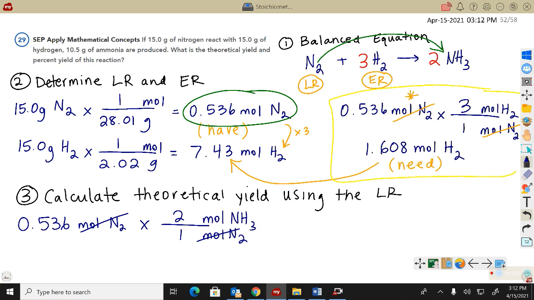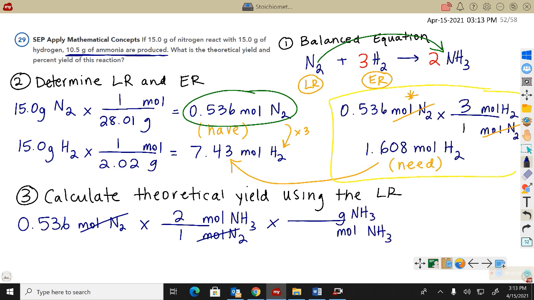However, I was given an actual yield of 10.5 grams of ammonia. And in order to do percent yield, I need my actual and theoretical to be the same unit. You could do percent yield with moles, but either way, I'm going to need them to be the same. So let's just tack on one more. Often we'll say, well, let's just turn this theoretical yield into grams.